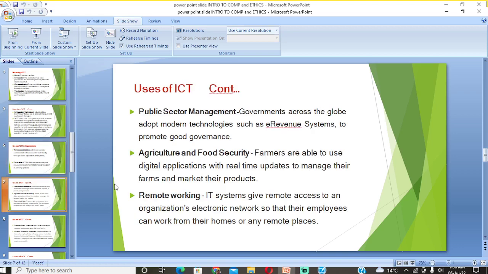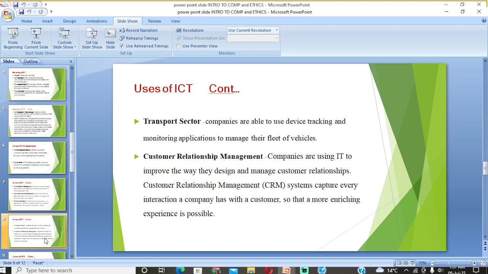We also use ICT in remote working. That is, ICT has enabled people in an organization to work from their remote stations. That is, they can work from their homes. ICT is also used in transport sectors. So we have used ICT in monitoring and tracking of vehicles. ICT is also used in customer relation management. That is, how can we maintain good relationships or forge relationships with our customers.